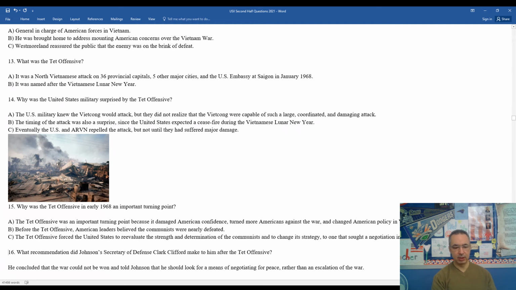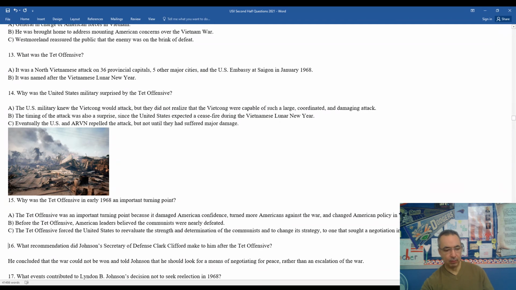16, what recommendation did Secretary of Defense Clark Clifford make to Lyndon Johnson after the Tet Offensive? He concluded the war could not be won. He told Johnson that he should look for a means of negotiating for peace rather than an escalation of the war.